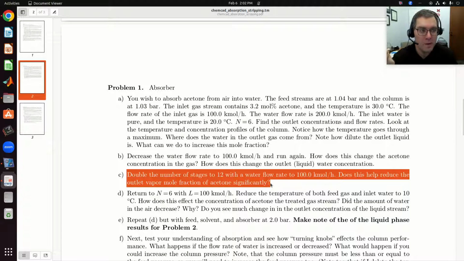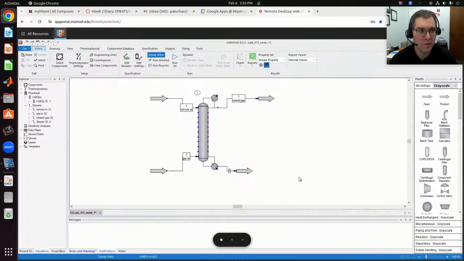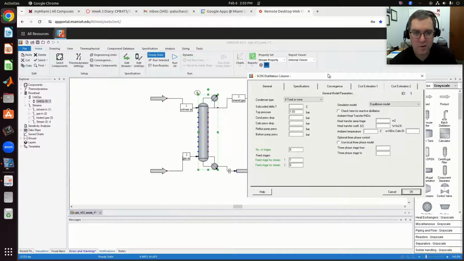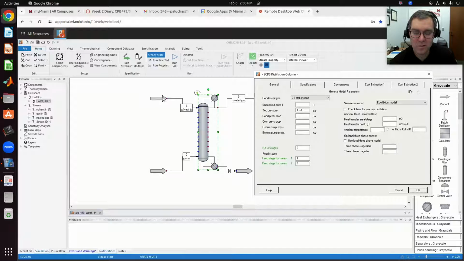So in part 1, we were modeling an absorption column with 6 trays. And then in part C, we were asked to look at the effect of using 12 trays instead of 6. The subtlety is, just to look at this again, currently I have 6 stages. Here's stream 1, my solvent going to the top. It's going to flow downward, I'll let gravity take control. My gas is going to flow in the bottom and flow countercurrent to my solvent.